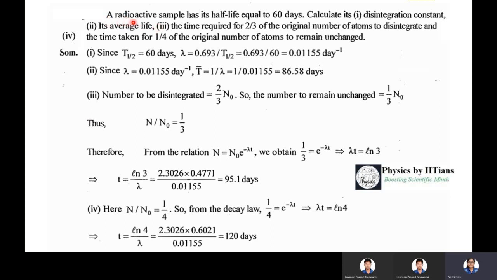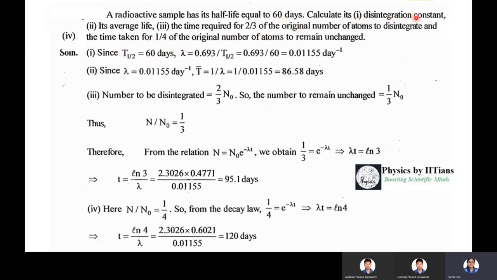First, a question: a radioactive sample has its half-life equal to 60 days. Calculate its disintegration constant, its average life, the time required for 2/3 of the original number of atoms to disintegrate, and the time taken for 1/4 of the original number of atoms to remain unchanged. So first of all, what data is given? The half-life is 60 days, so T half equals 60.